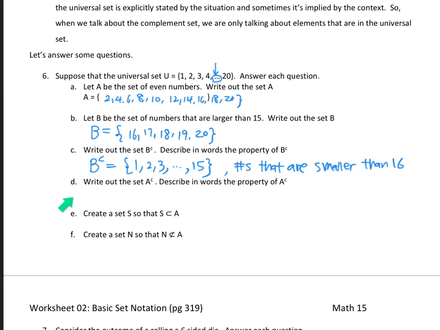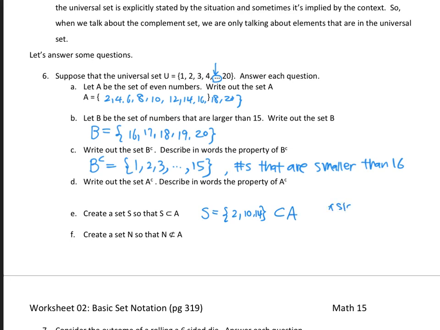Let's look at E. Create a set S so that S is a subset of A. So I want to create an S that is a subset of A, so it has to be from A. I'll just pick some random numbers: 2, 10, and 14, something like this, right? So I can say S is a subset of A because all the elements in S are also in A. They're like a subgroup of A. Because 2 is in A, 10 is in A, 14 is in A. So I can say this is it.